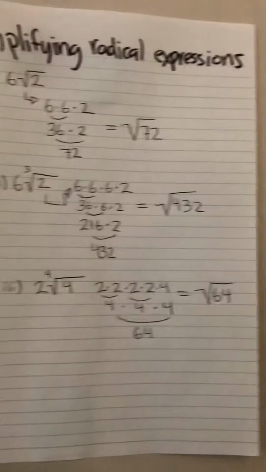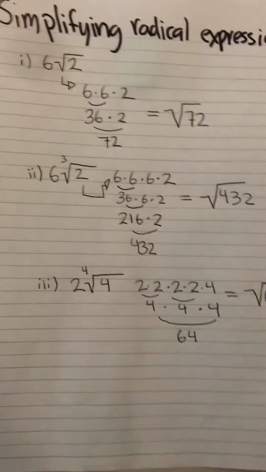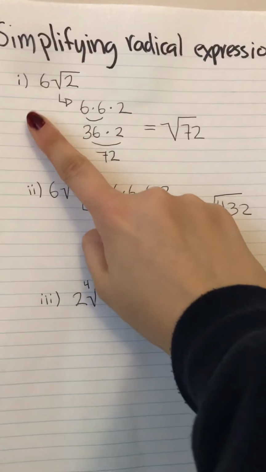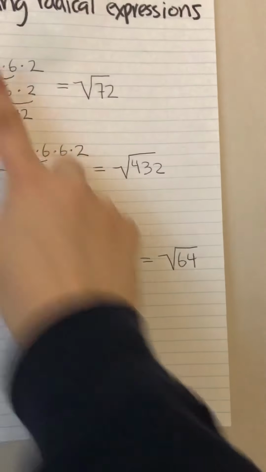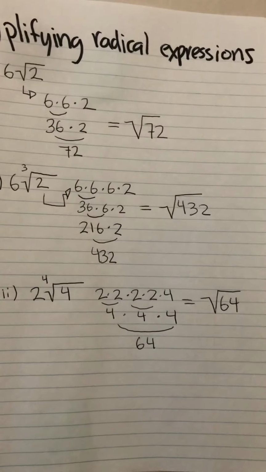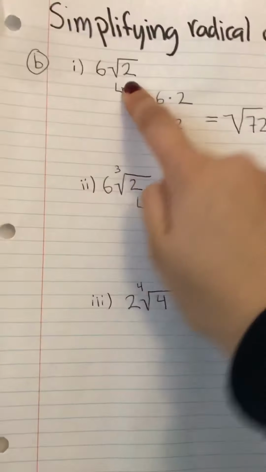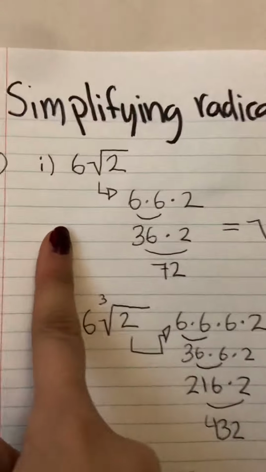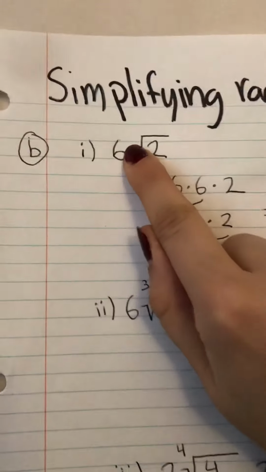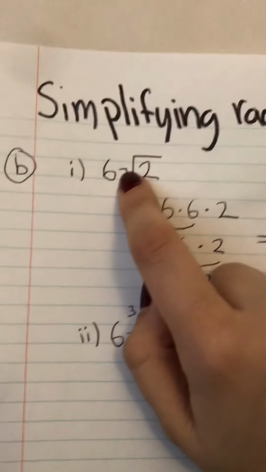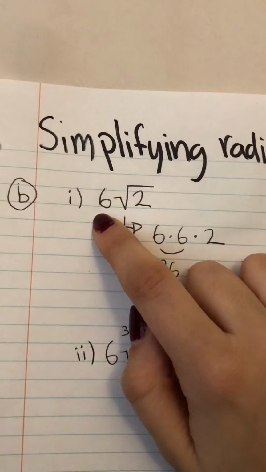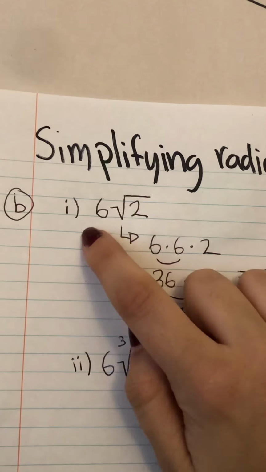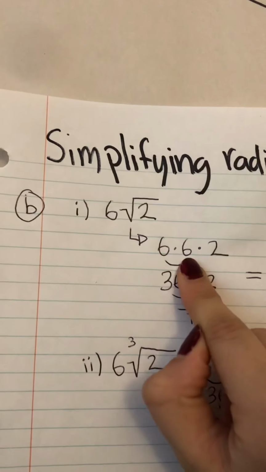Okay, so here we have a mixed radical. It's got 6, and the radicand is 2. So how to solve this question, there's an invisible 2 in the index here. So when the number is outside here, let's say it's a 2, you times it by itself twice.